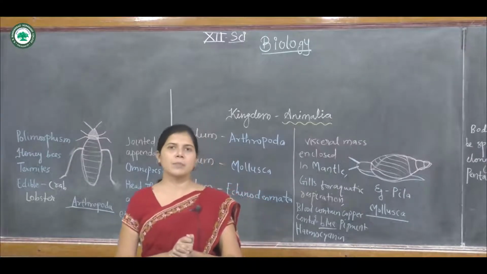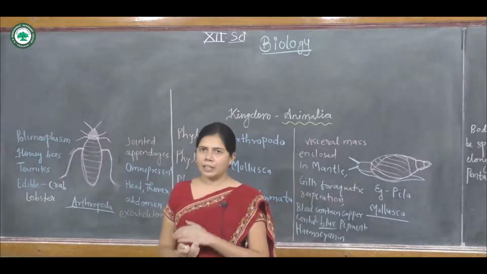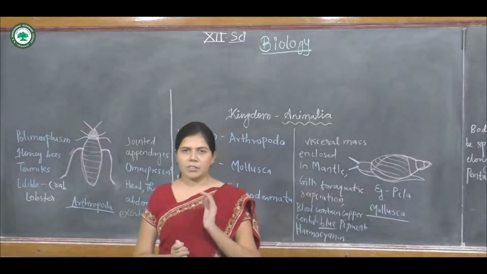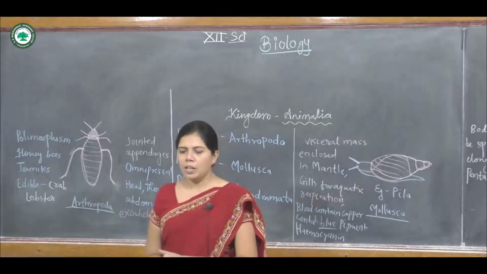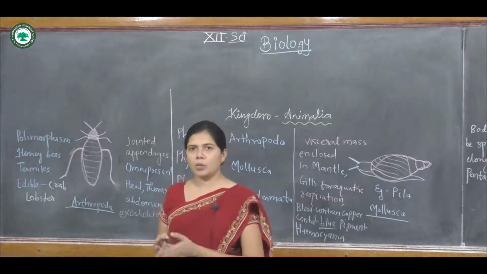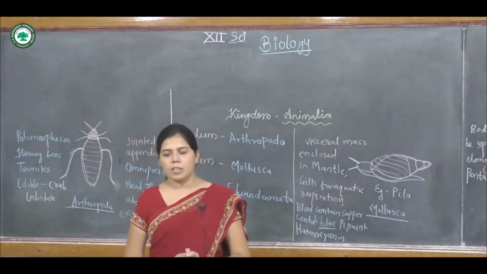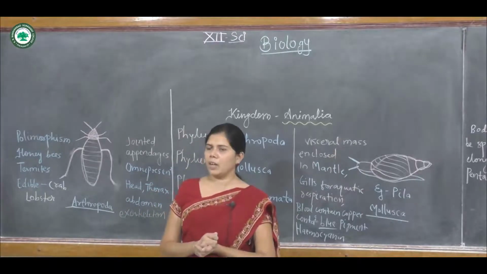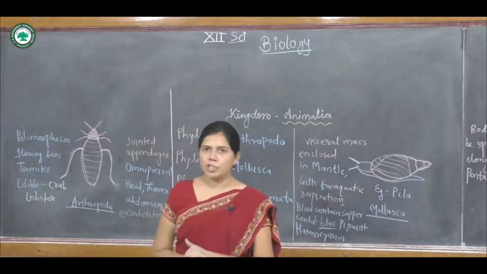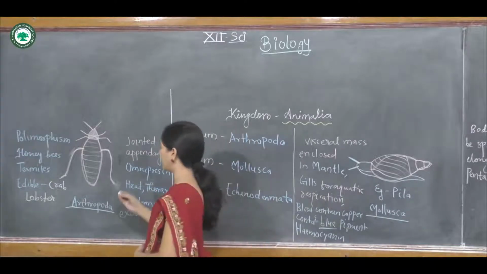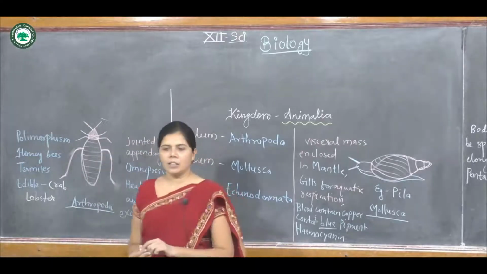The nervous system is formed by the nerve ring and it is double, meaning it has the nerve cord as well as the nerve ring. The sense organs are well developed in the arthropoda, in the form of antennae.